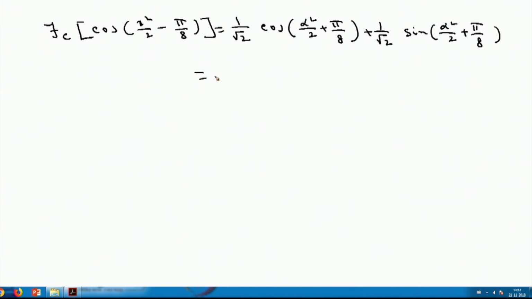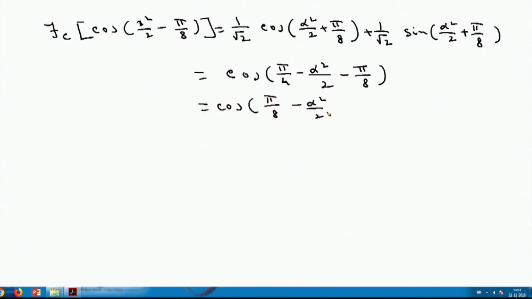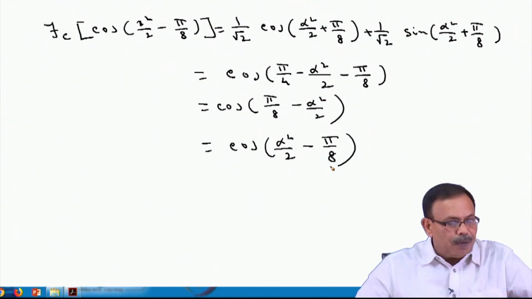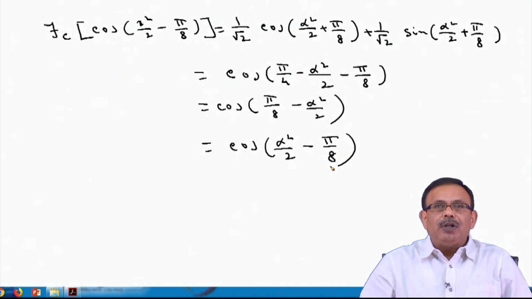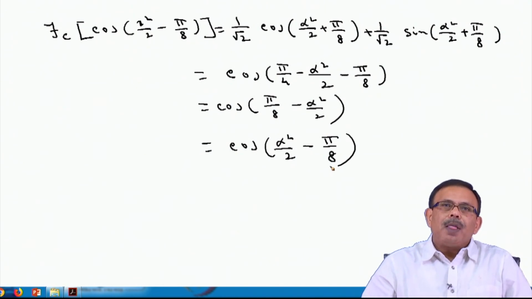And this I can write again in terms of the trigonometric cos A cos B form. So, cos of pi by 4 minus alpha square by 2 plus pi by 8, which is nothing but cos of pi by 8 minus alpha square by 2, and using cos of minus theta equals cos theta, this again I can write as cos of alpha square by 2 minus pi by 8. So, I obtain that the Fourier cosine transform of cos of x square by 2 minus pi by 8 equals the function itself, which is self reciprocal.